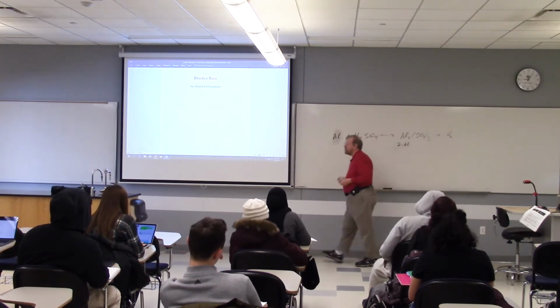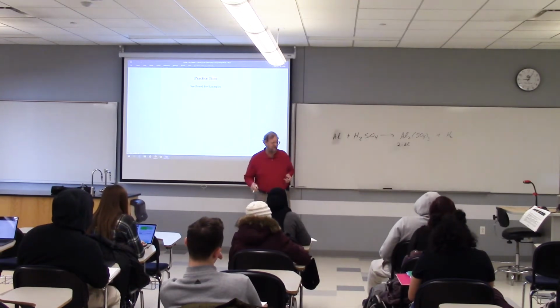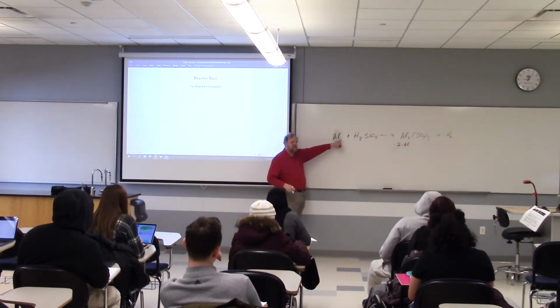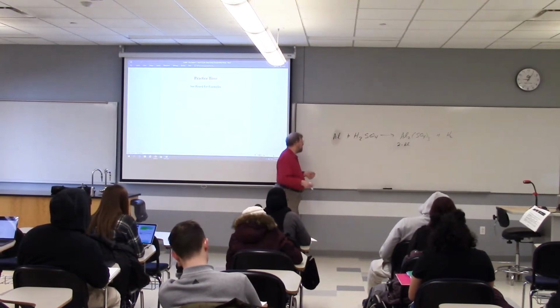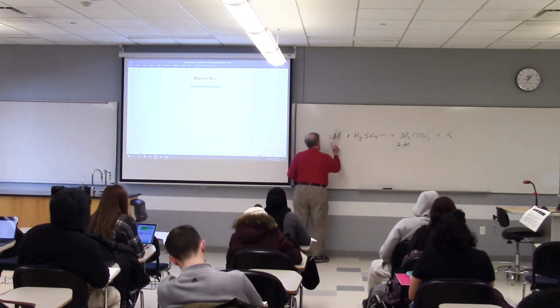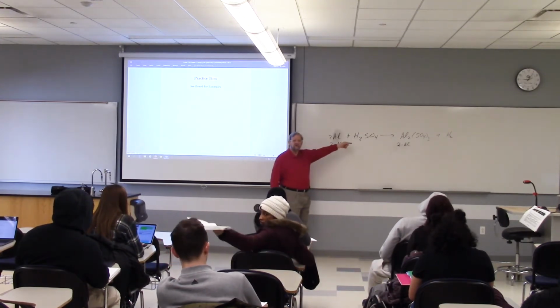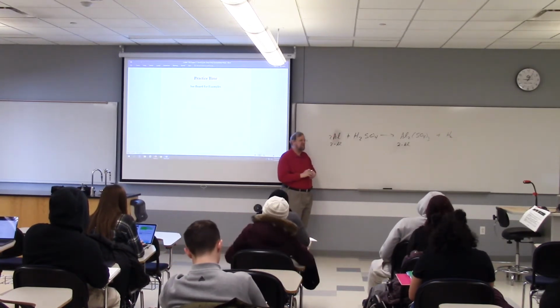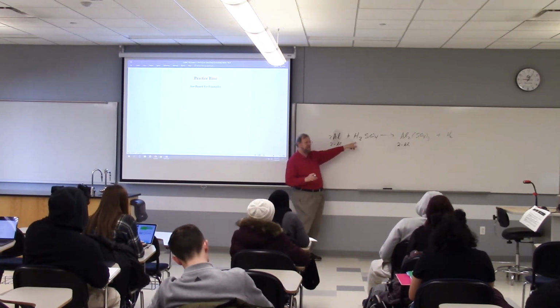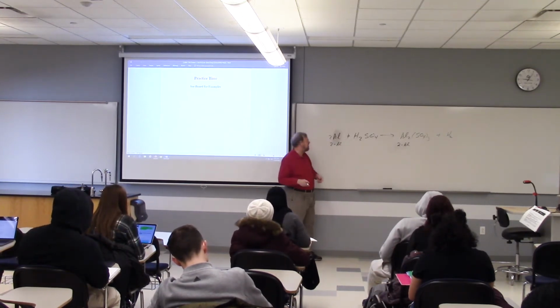So how do I get 2 aluminum? You can't change the number or put a 2 here, but the coefficient, the number in front, you can change. I'll put a two there, and now both sides have two aluminum. I'll go this way because it's easy. Hydrogen, I'm gonna leave that for last.